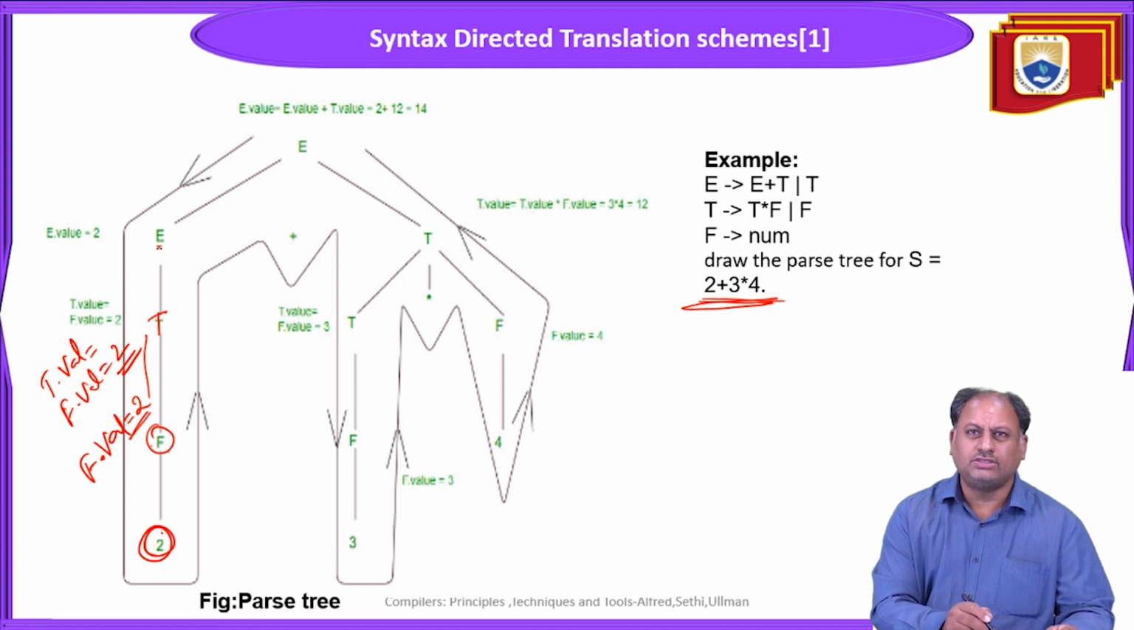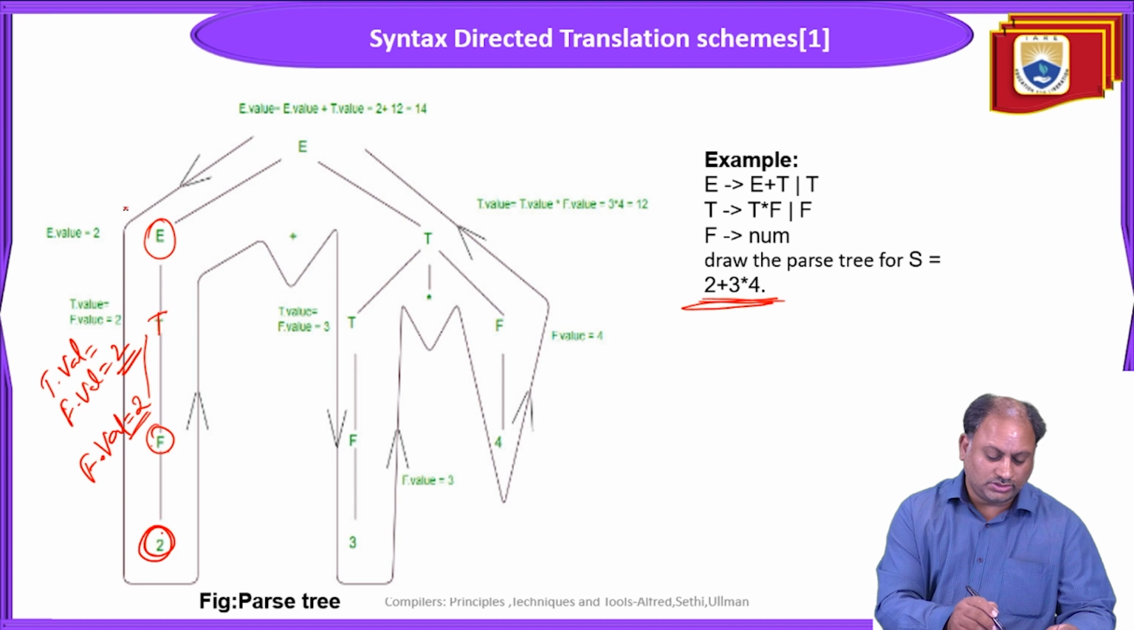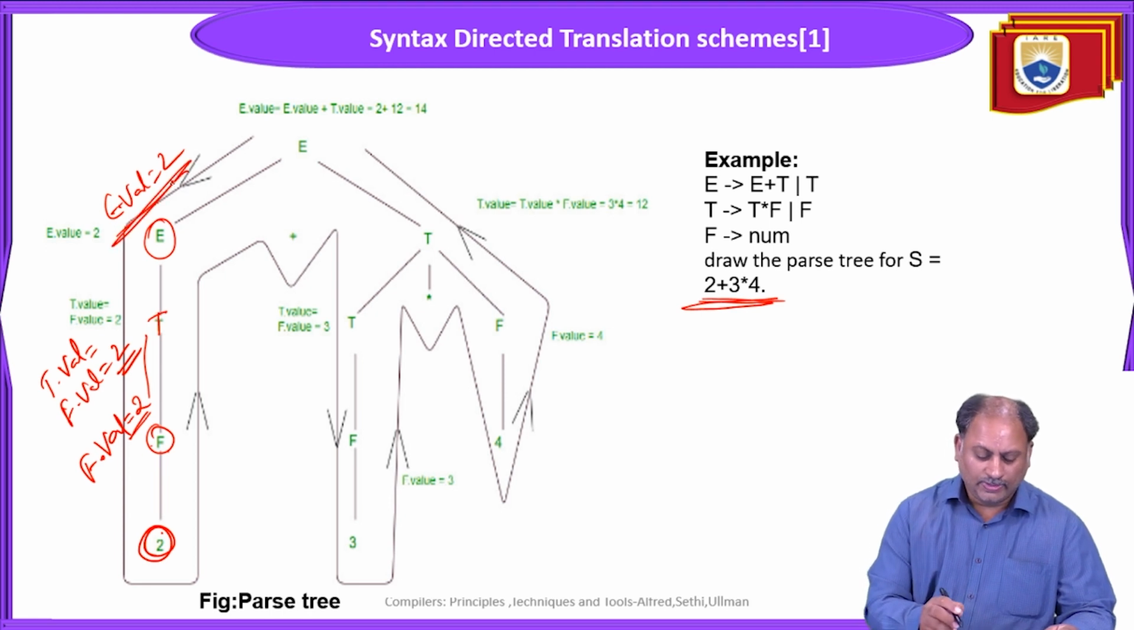Now is there any other uppermost? Yes, uppermost one more is E. What is E dot val? This is also equal to 2. That is given as E dot val equal to 2. Now this is the entire branch. Here you will get the value 2.